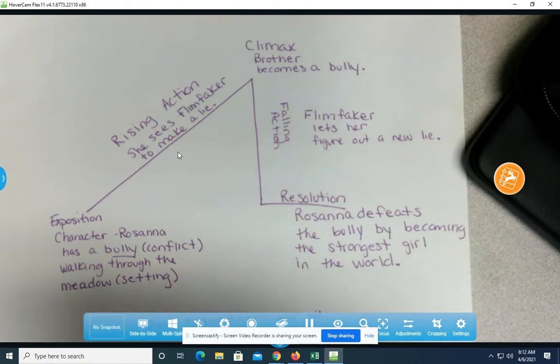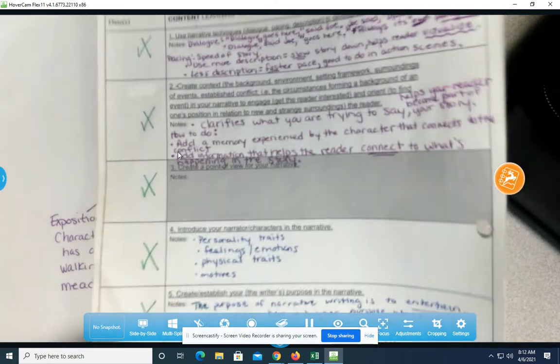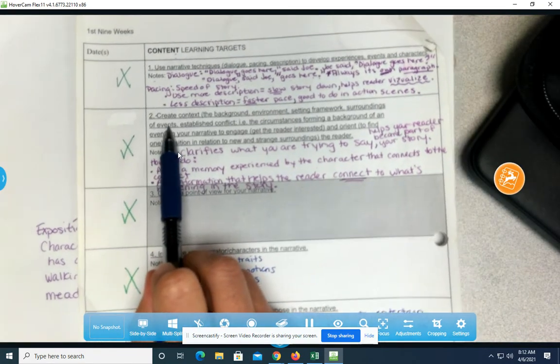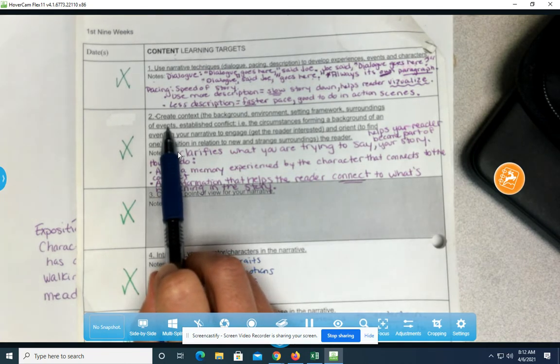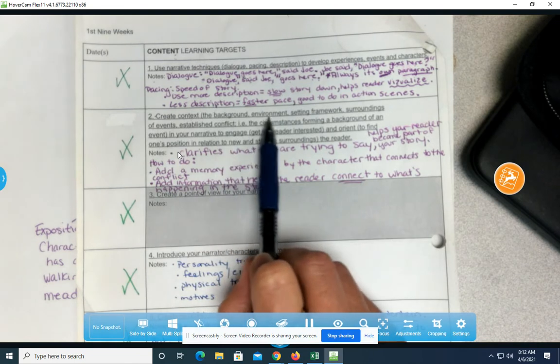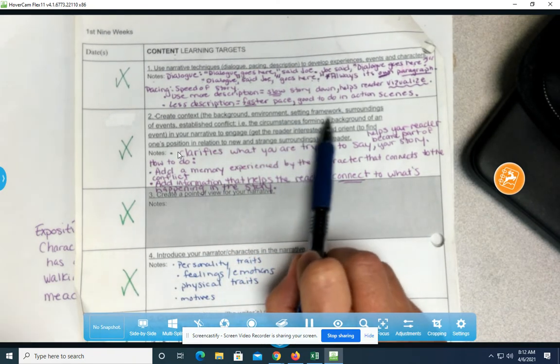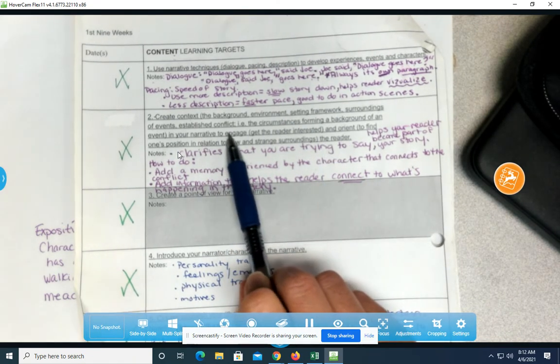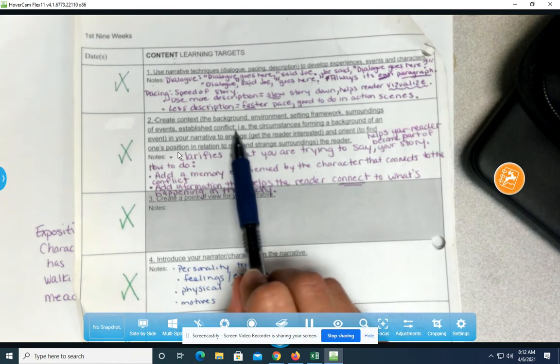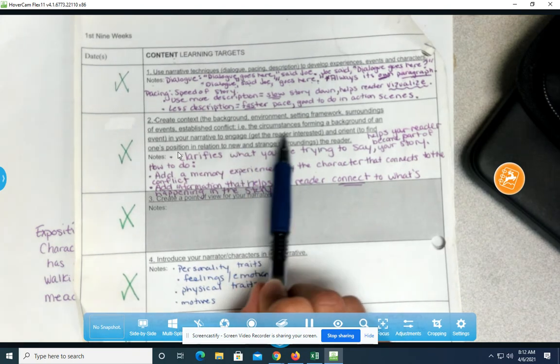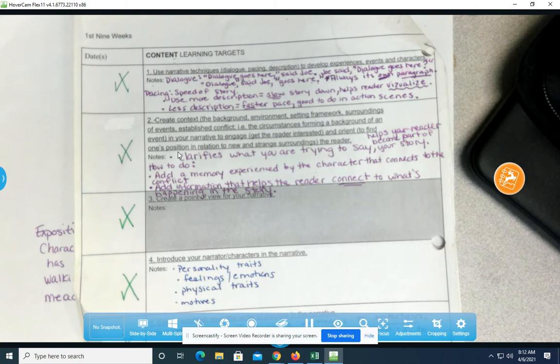In the content learning targets today, I want to focus on context. Context is what you create whenever you're starting that story off, but it does carry over throughout. Context is that background environment. It's describing the setting, the surroundings. It's being specific and detailed in your conflict. It's fully communicating the aspects of conflict, character, and setting throughout the piece.